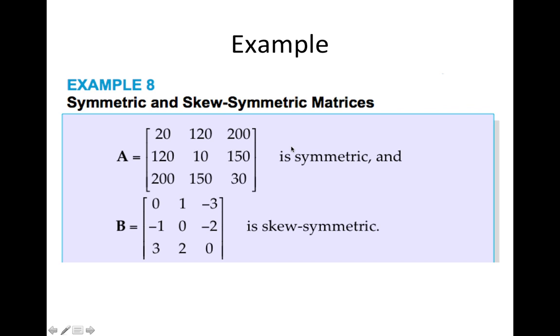Here are two examples. The top example, A, is a symmetric matrix. Notice the off-diagonal elements are equal. B is a skew symmetric matrix. Notice the off-diagonal elements are the opposite of each other in sign.